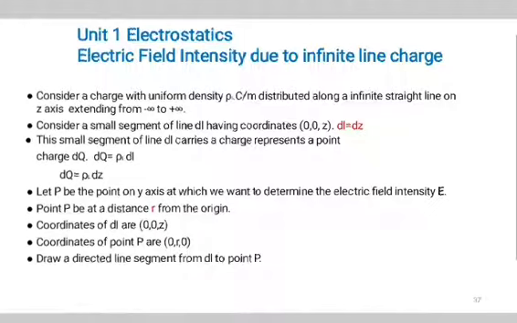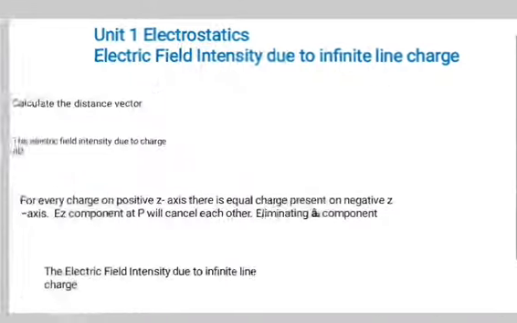So if we consider a charge with uniform density rho L coulomb per meter distributed along an infinite straight line on the z-axis extending from minus infinity to plus infinity, consider a small segment of line dl having coordinates 0, 0, z. So dl is equal to dz. This small segment of line carries a charge, representing a point charge dq. So dq is equal to rho L into dl, and dq is equal to rho L into dz.